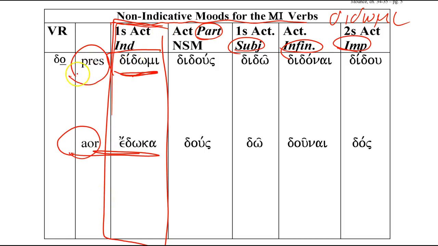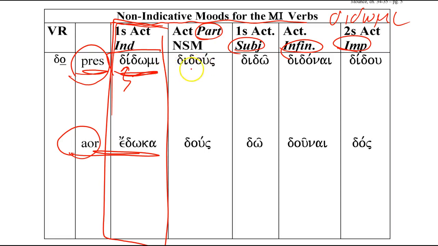When you look at the present stem, there's just a friendly reminder that all present stems have that iota reduplication. And remember that reduplication has nothing to do with time, but kind of action. So reduplication is retained in the non-indicative moods, where the augment is not. There are no augments in the non-indicative moods.